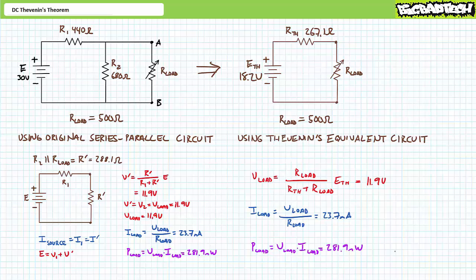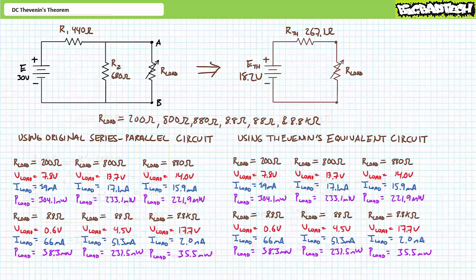If we needed to perform the same analyses for a range of R load values, the Thevenin's equivalent circuit would yield faster results. For our extended range of load resistor values, 200 ohms, 800 ohms, 880 ohms, 8.8 ohms, 88 ohms, and 8.8 kiloohms, we obtain the following results in accordance with those values obtained using the original series parallel circuit, albeit with much less toil. In summary, the Thevenin's equivalent circuit yields the same results with less work. If there's one thing I don't want, it's more work, and neither should you. I suggest you get to know Thevenin's theorem.